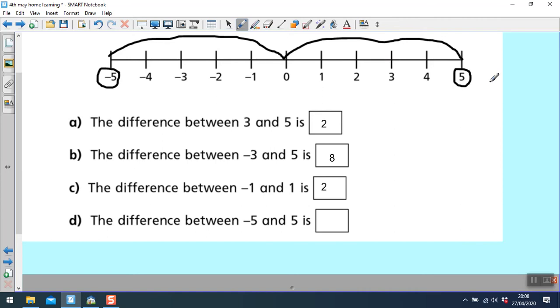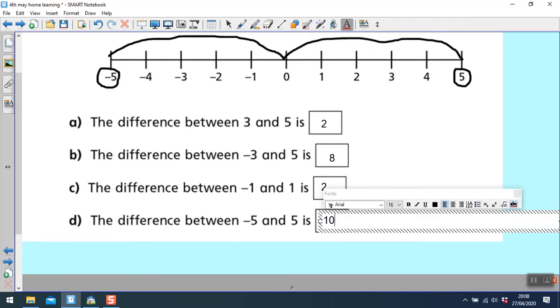Okay, so -5 add 5 makes 0, add 5 makes 5. So the answer is 10.